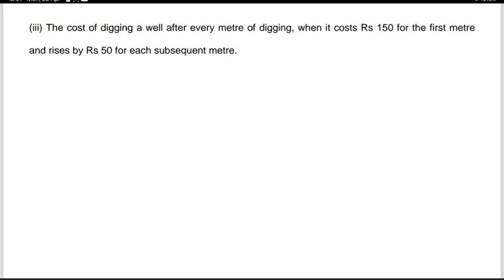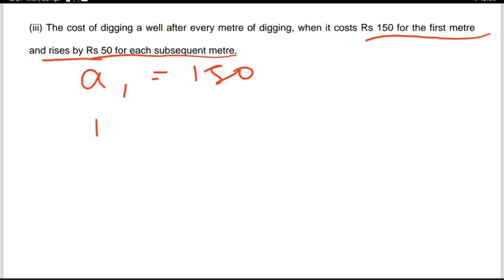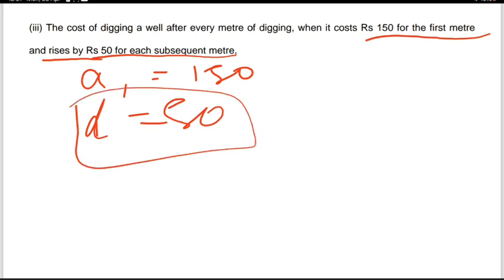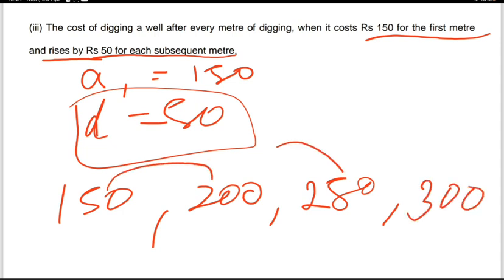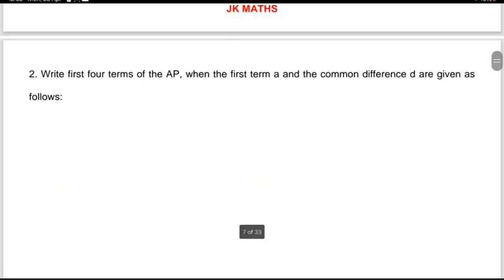So let's see. They say that digging costs rupees 150 for the first meter, so they said clearly that the first term is 150, and again they say it rises by rupees 50 for each subsequent meter, that is the common difference is 50. So we know the common difference is 50 and we can write the AP: 150 plus 50 is 200, 200 plus 50 is 250, and 250 plus 50 is 300. Four terms are enough for an AP. The common difference for all the terms is 50, so since it is equal, we can conclude it is an AP.